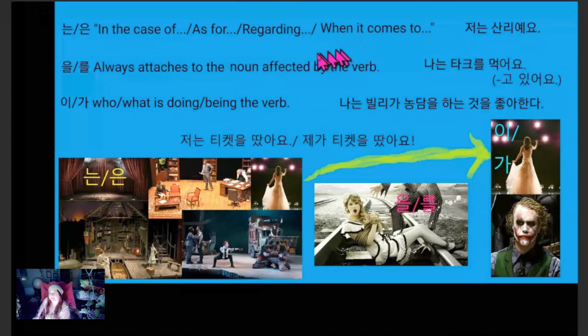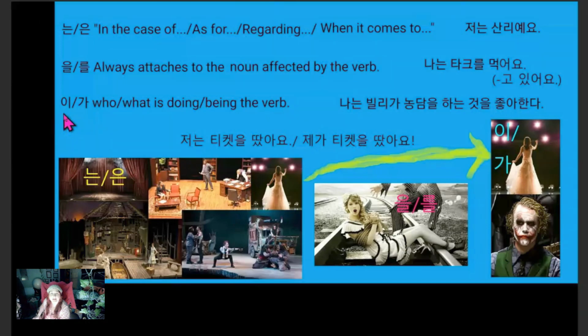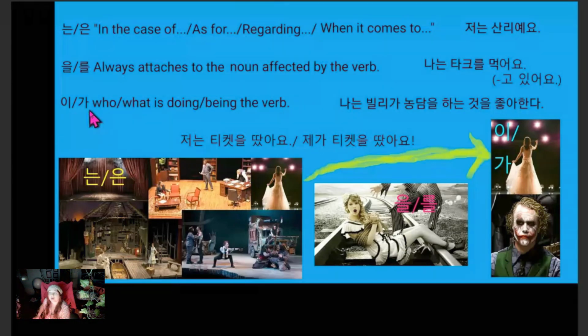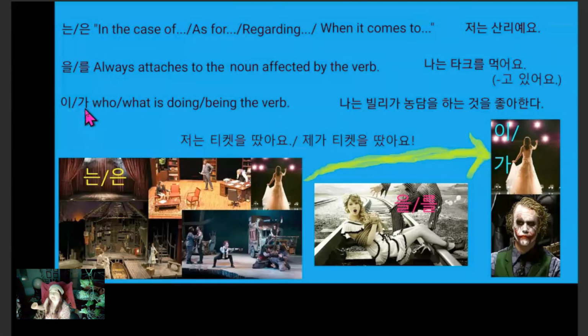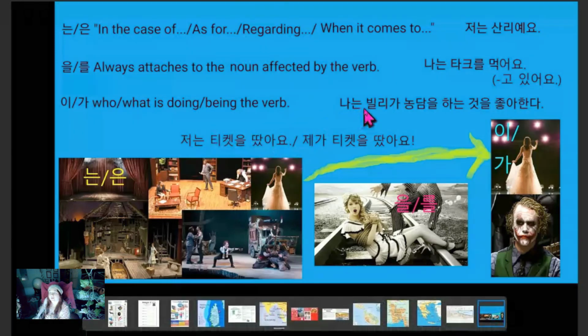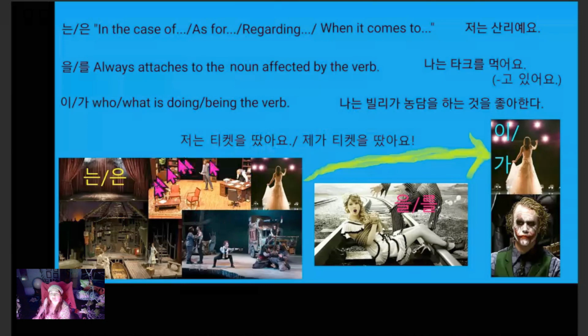Next, we have the subject marker. We've got 이 or 가. We are going to use 이 after a consonant. We're going to use 가 after a vowel. Now, remember we talked about the topic marker. Sometimes the star of the sentence is the topic. Sometimes it's not.